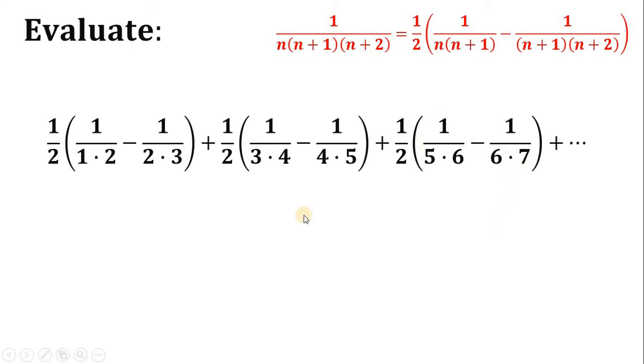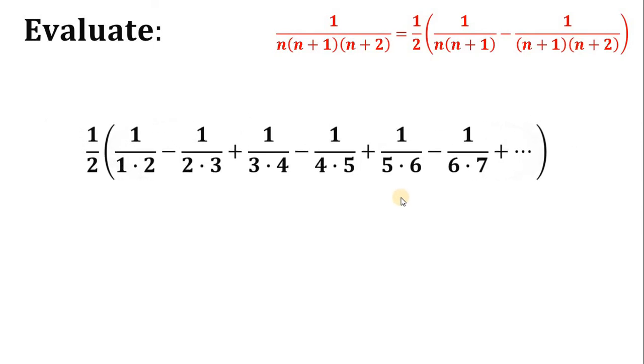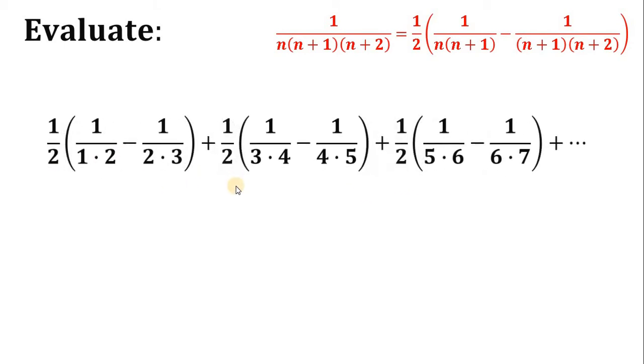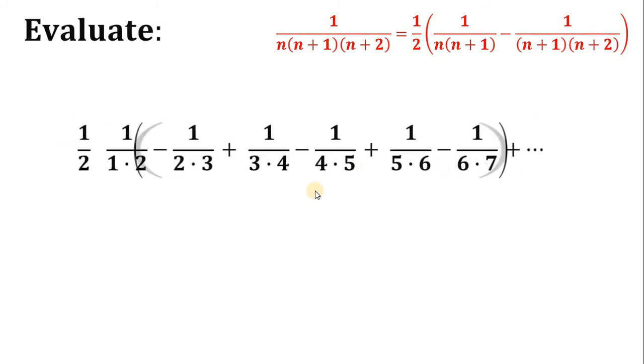And then now, take note that we have a lot of 1/2 outside the parentheses. So 1/2, 1/2, and 1/2. So what we're going to do is to factor out 1/2. So again, what we did is we factor out this 1/2 outside of the parentheses. Alright.